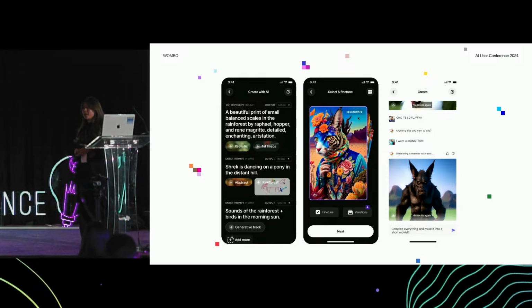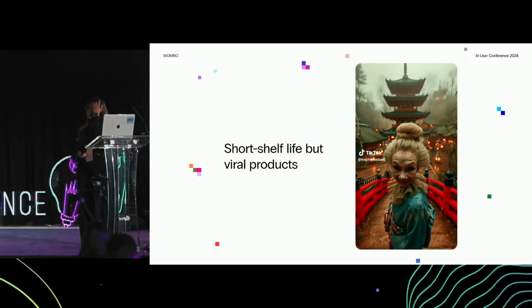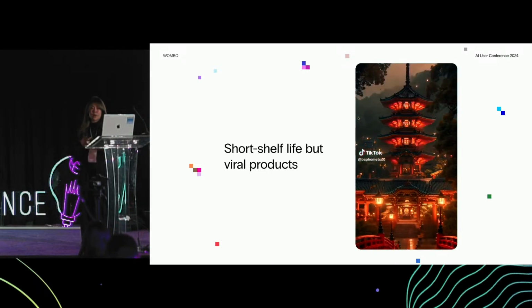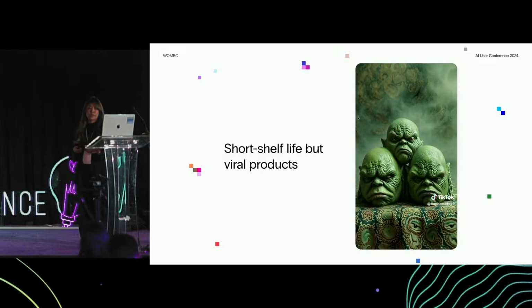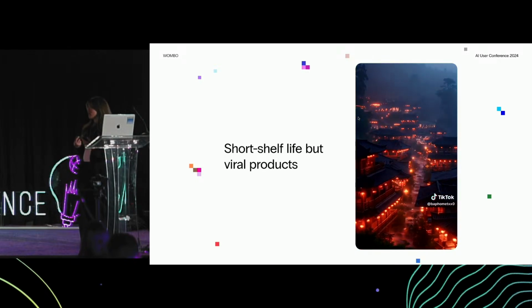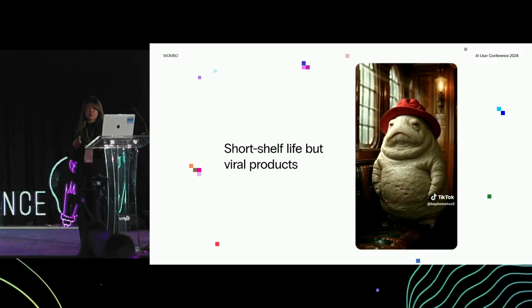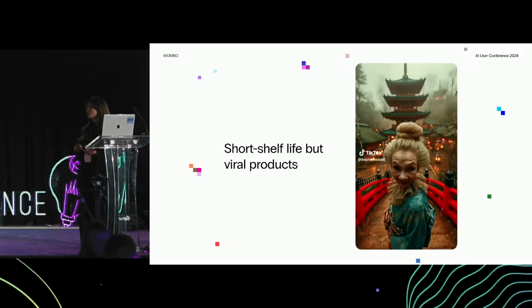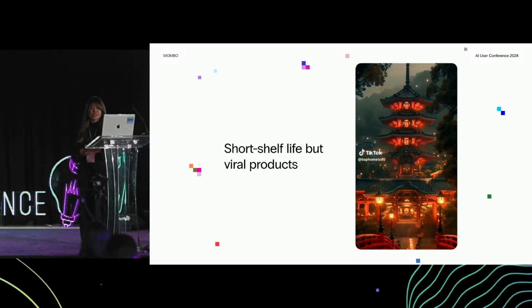So where does Wombo think the next phase of consumer AI is headed? The first point I'd like to highlight is the short shelf life of AI products. And what I want to say is there's a huge opportunity in making short shelf life but viral AI products. Due to the novelty and unpredictableness of AI, people are hungry for what they can create, but they're not sure of what's possible yet. This allows an opportunity for viral trends, workflows, and endless combinations of creation.